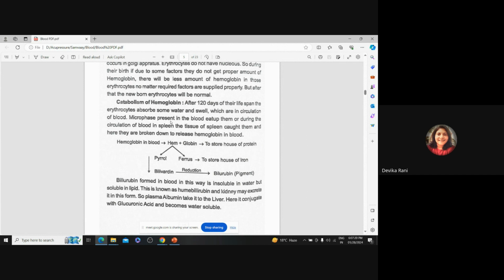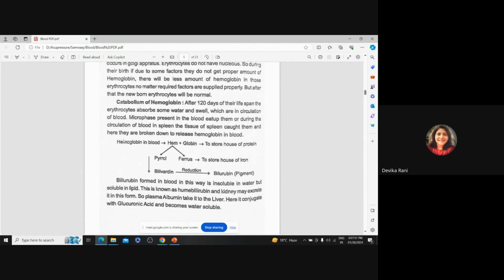So they eat them up in the blood, and during the circulation of blood in the spleen, whatever is left gets caught in the tissue of the spleen. Whatever is remaining gets caught there, and here they are broken down to release hemoglobin in blood.